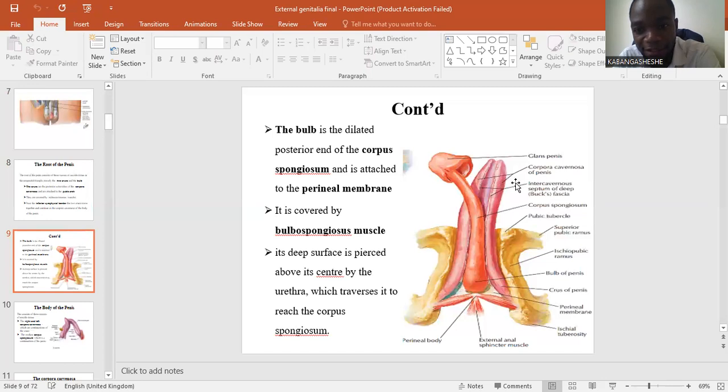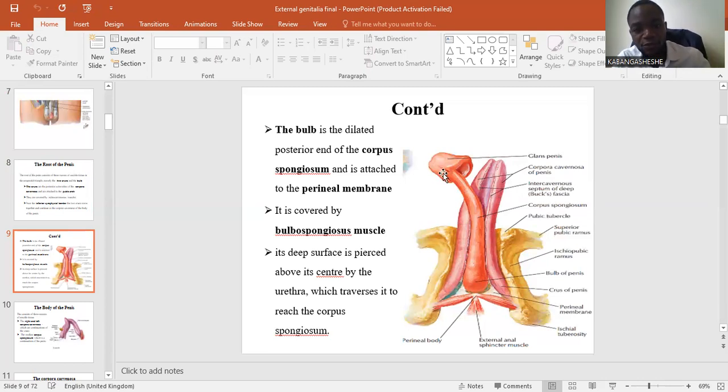These are the erectile tissues. When the penis is erect, these two tissues are filled with blood. Then underneath is the corpus spongiosum. Spongiosum means sponge. It's called sponge because this is where the urethra passes through, and you know that the urethra transports urine from the bladder to the external environment. So that is the corpus spongiosum, and the corpus cavernosum, left and right, together known as corpora cavernosa.